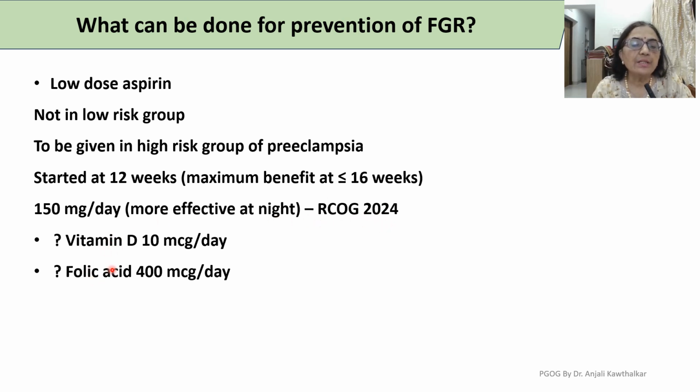Vitamin D and folic acid have a questionable role, but otherwise also RCOG is recommending vitamin D in all antenatal women with a dose of 10 microgram per day. It should be continued. Folic acid supplementation periconceptionally and especially in the first trimester should be given with a dose of 400 microgram per day.